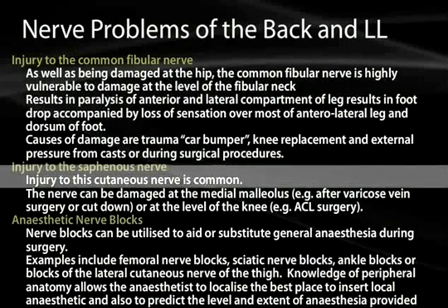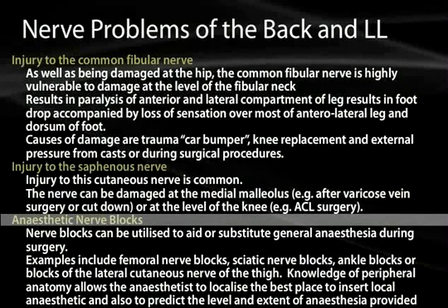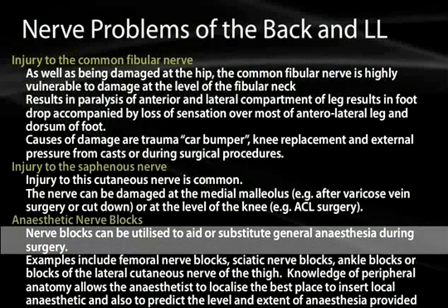Saphenous nerve injuries. It's a cutaneous nerve that's running with the great saphenous vein. It can be damaged at the medial malleolus after varicose vein surgeries or a cut down for fluid injection at the great saphenous, or during harvesting, and also during ACL repair surgery. It can be damaged during an anesthetic nerve block, and these nerve blocks are oftentimes utilized to help substitute general anesthesia during surgery.